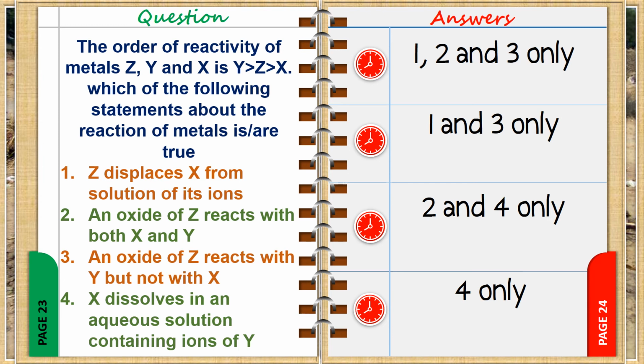And 4. X dissolves in an aqueous solution containing ions of Y. One and 3, which are Z displaces X from solution of its ions, and an oxide of Z reacts with Y but not with X.